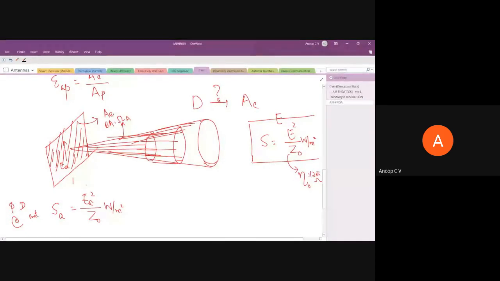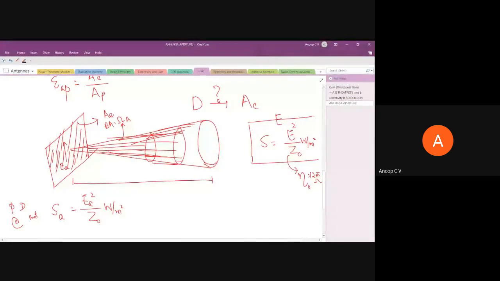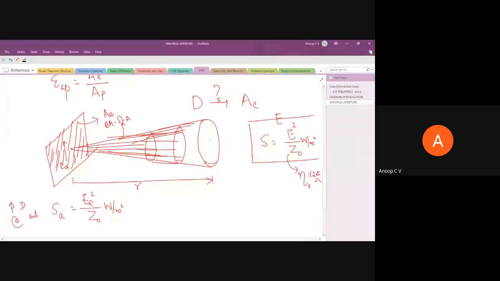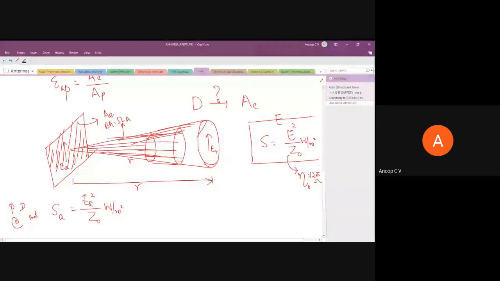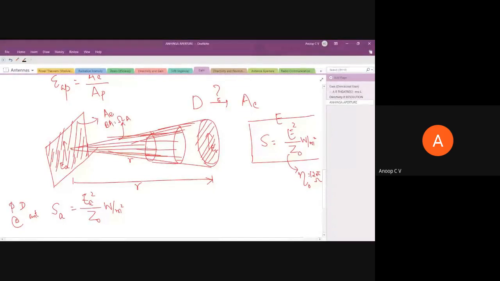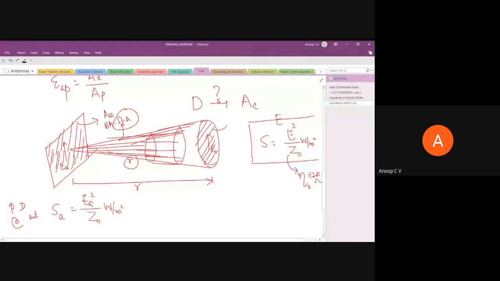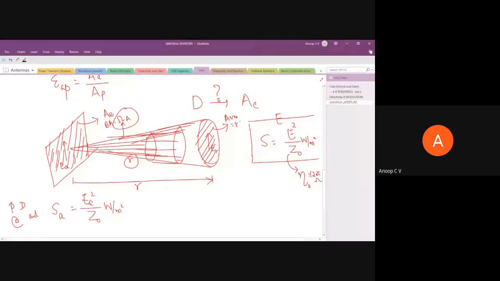If I consider a point at some distance R units, where the electric field intensity is ER, the power is spread across an area given by this. I know the solid angle is omega A and this radius is R. Can anyone tell me what this area will be? This area will be equal to R square times omega A, from the standard definition. So power will be spread across this area, R square times omega A.